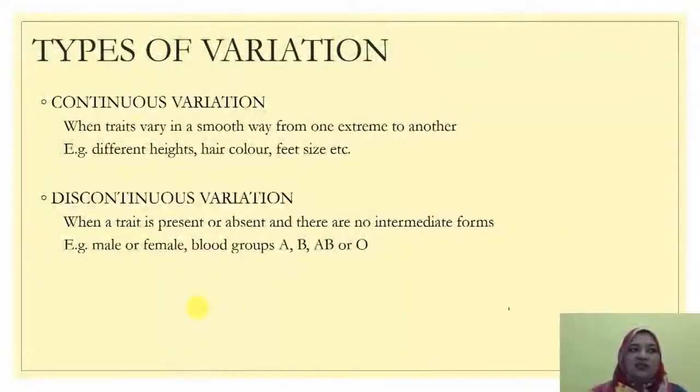Whereas discontinuous variation is a condition where you either have it or you don't. There are no intermediate forms for this type of variation. So you either are male or you are female. You either have blood group A, blood group B, blood group AB, or O. So there are limited forms of this type of characteristics for a discontinuous variation.